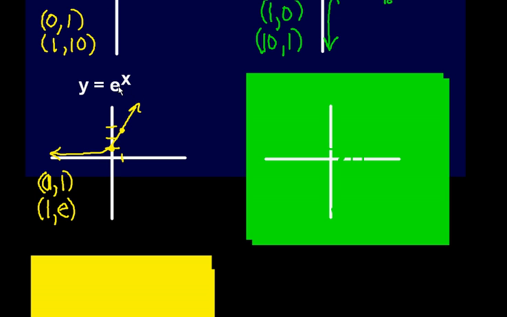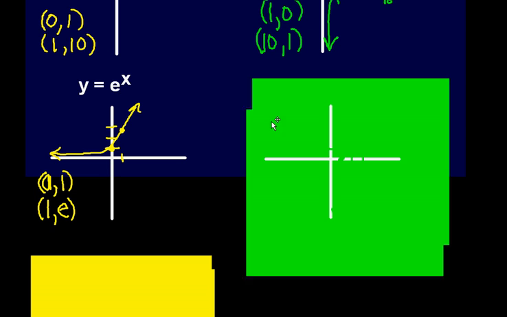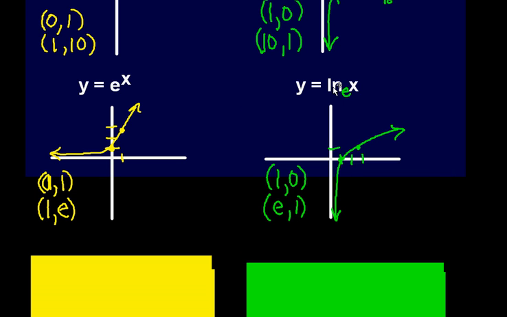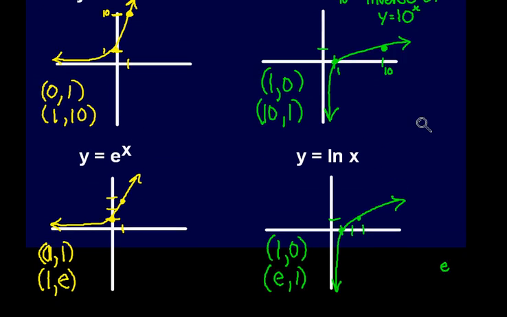Now log base e is a special log. We call that the natural log. We write it like this, ln of x. Generally, we don't write the e there. It's assumed that that's base e. Natural log is base e.